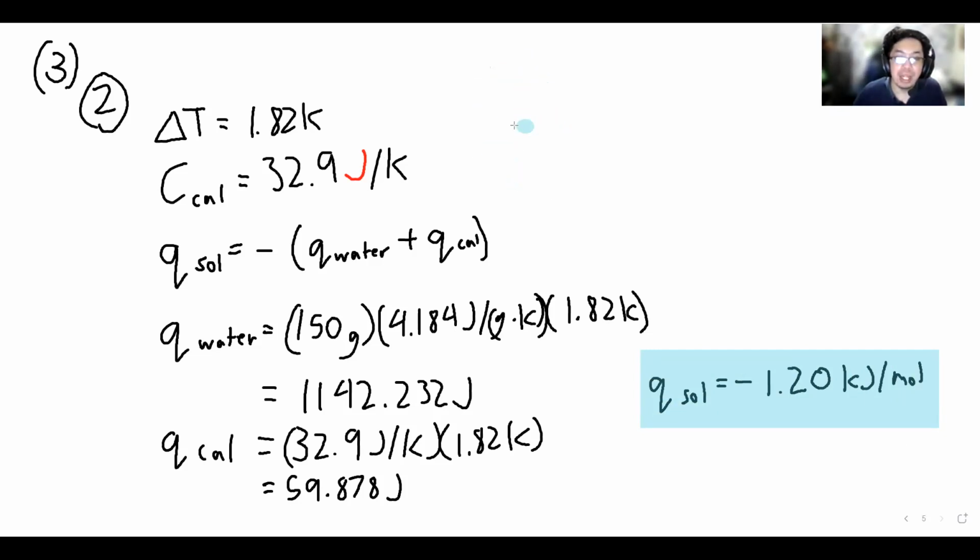Q solution pa lang yan. We want delta H. Opo. State of solution pala per... Okay, correct. Anong gagawin mo na tama dyan? Per mole. Okay, I see. Correct. Wala pa yung mole kasi kilojoule pa lang siya eh.